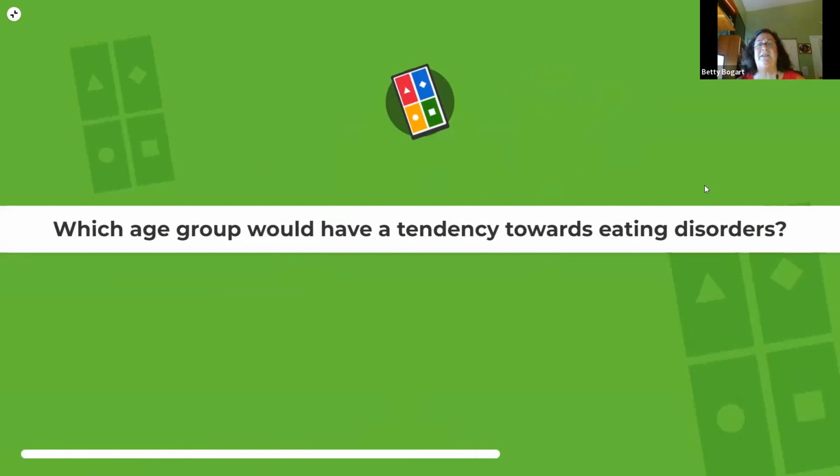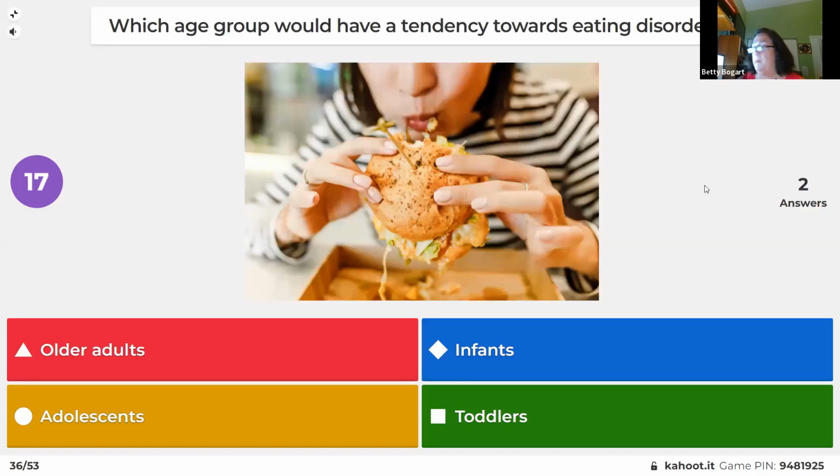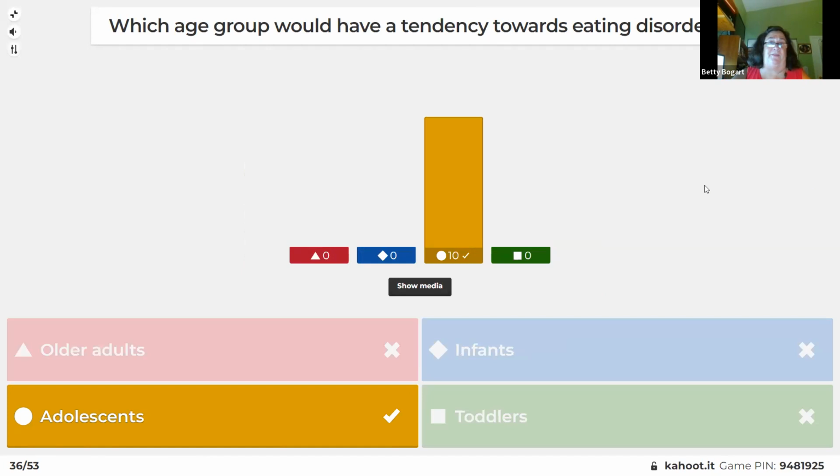Which age group would have the tendency towards eating disorders? Well, you think of who is upset with their bodies and body images. It just makes it very easy. It's absolutely your adolescence.